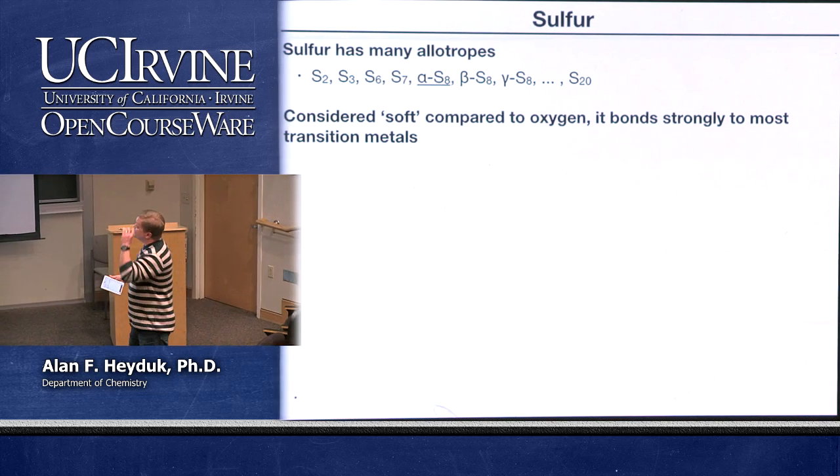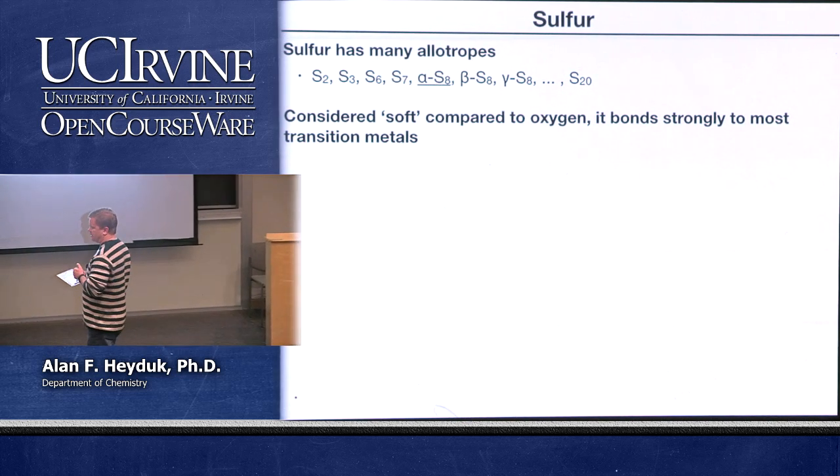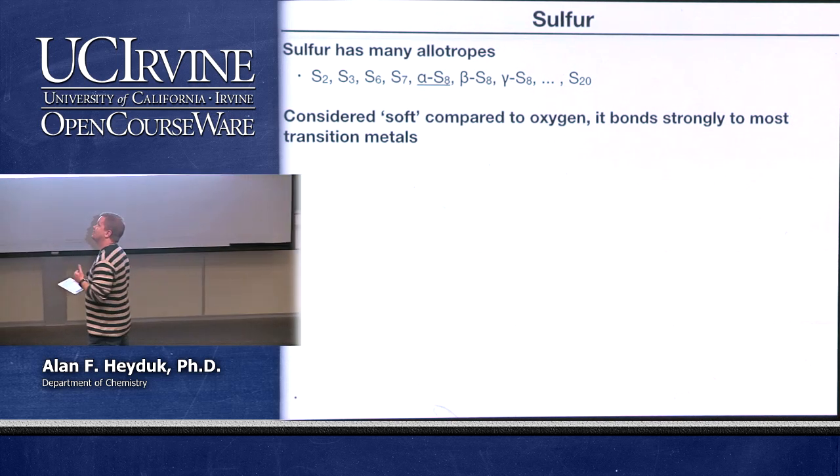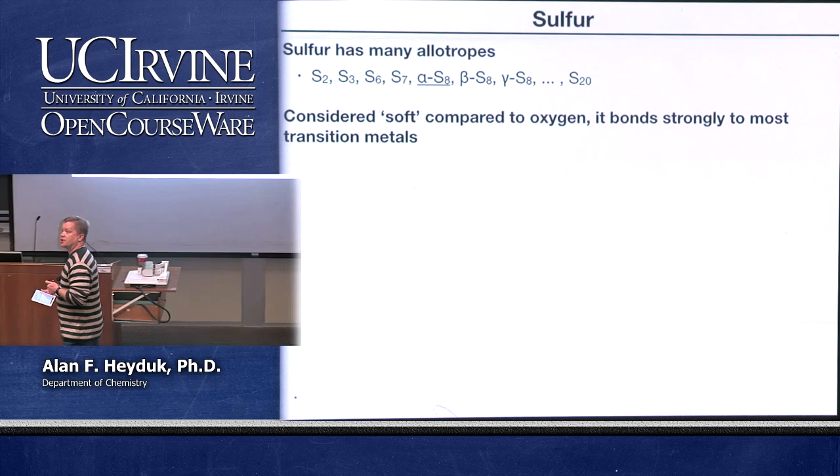But anyways, before we get there, we have to finish up the main group elements, and we left off with the heavy chalcogens. Say that 3 times fast. So sulfur, of course, is right below oxygen.